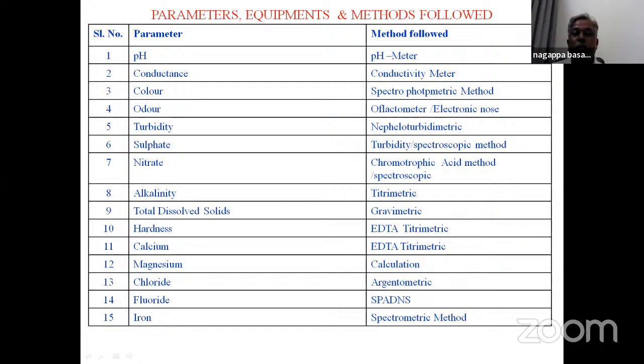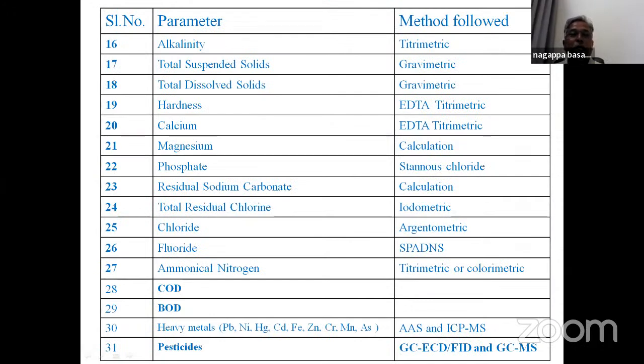Conductance, conductivity meter; color, spectrophotometric method; odor, olfactometer or electronic nose, nowadays it is available; turbidity, nephelometric method; sulfate, turbidimetric or spectrophotometric method; nitrate, chromotropic acid method; alkalinity, titration; total dissolved solids, gravimetry; total hardness, EDTA titration; calcium, EDTA titration; magnesium, calculation; chloride, argentometric titration; fluoride, SPADNS reagent method we are calling; iron, spectrophotometric method; alkalinity, titration; suspended solids, dissolved solids, gravimetry; hardness, calcium, magnesium also it is there.